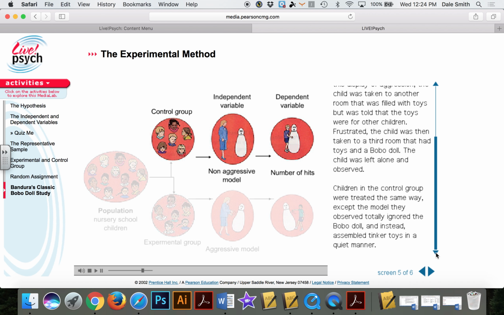Children in the control group were treated in the same way, except the model they observed totally ignored the Bobo doll and instead assembled Tinker toys in a quiet manner.